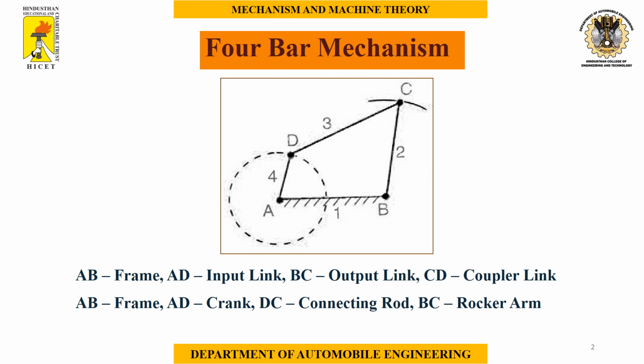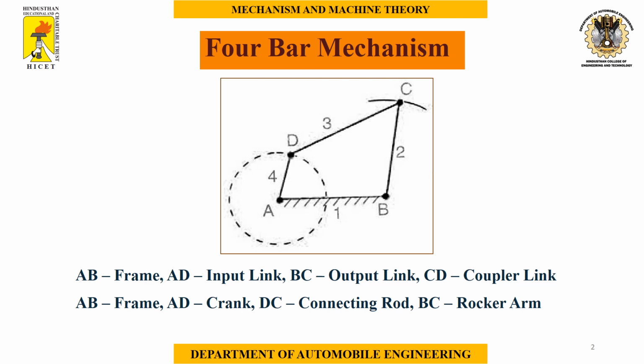The 4-bar mechanism has 4 bars. They are 1. Frame, 2. Input link, 3. Transmitting link, 4. Output link. In the figure, common names are given to the 4-bar mechanism: AB acts as frame, AD is input link, BC is output link, CD is coupler link.